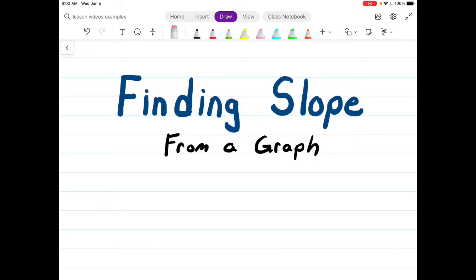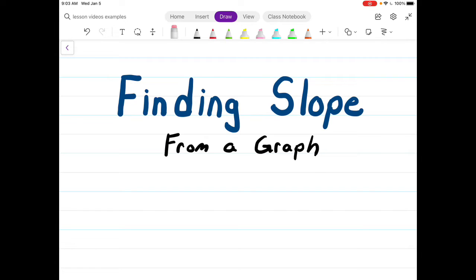Today we're going to be trying to find the slope of a line, but from a line that is graphed out. So the line will be on a graph, and we want to be able to find out what the slope of that line is when you are given a graphed line.